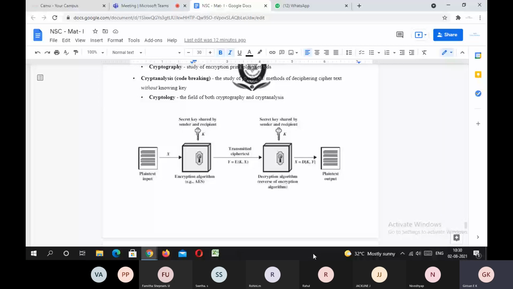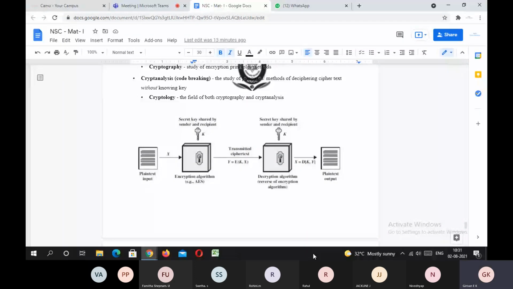There are several symmetric key algorithms which you will also be learning, which are very famous from the 1970s. What are they? DES, Data Encryption Standard, then AES, Advanced Encryption Standard, then Blowfish, then RC5, then IDEA, International Data Encryption Algorithm. Like that, these are some of the symmetric key algorithms. All algorithms are very important, and there are differences between each and every algorithm.